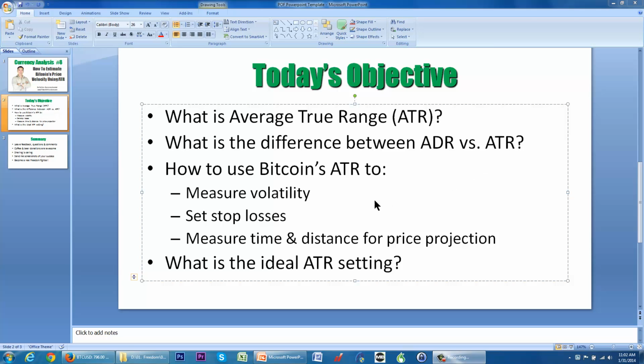And then we will also cover how to use Bitcoin's ATR to measure volatility, how to use Bitcoin's ATR to set stop losses, and how to use Bitcoin's ATR to measure time and distance for a price projection or estimation. And then lastly, I will go over what is the ideal ATR setting. Okay, so let's go ahead and get started here.